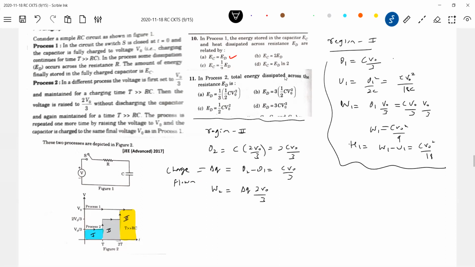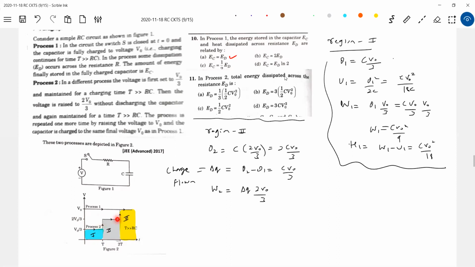But the potential will vary from V naught by 3 to 2 V naught by 3. It is very sudden, no? So it is brought. Now here is the work done by the cell. Look at this vertical part of the curve. This particular curve is vertical, no? From V naught by 3, the EMF of cell has become 2 V naught by 3.